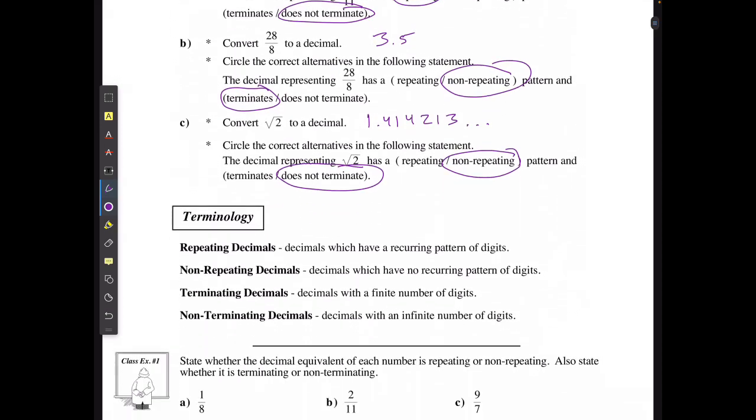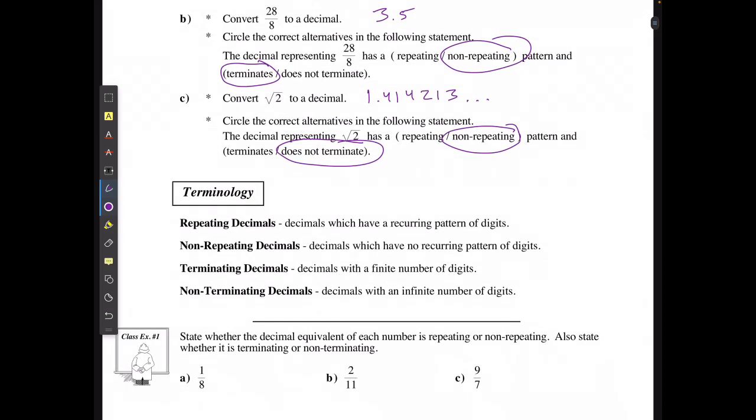When we talk about repeating decimals, they're just decimals that have a repeating pattern. The pattern could be one digit, like 1.33333333. It could be two digits, like 545454. It could be three digits, four digits, five digits, however many, where once we get to the end of it, it just keeps looping that pattern over and over again. Non-repeating ones are ones like pi, where they have no repeating pattern. We can't find a pattern that ever exists.